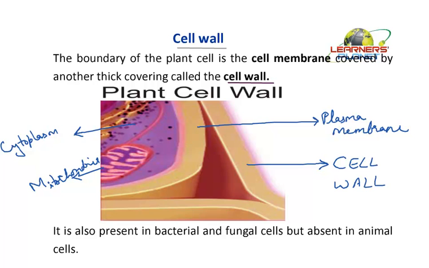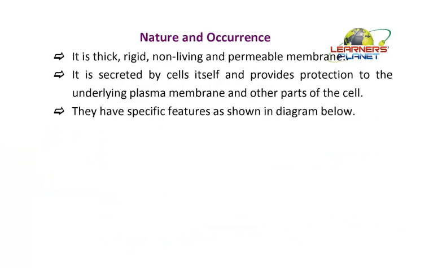Now cell wall is not present in all types of cells. It is present in the plants, in the bacterial cells, and in the fungal cells, but it is strictly absent in animal cells. None of the animal cells possess this type of cell wall. So some organisms are surrounded by another additional membrane which is known as cell wall. Now this particular cell wall has some basic properties, like it is thick.